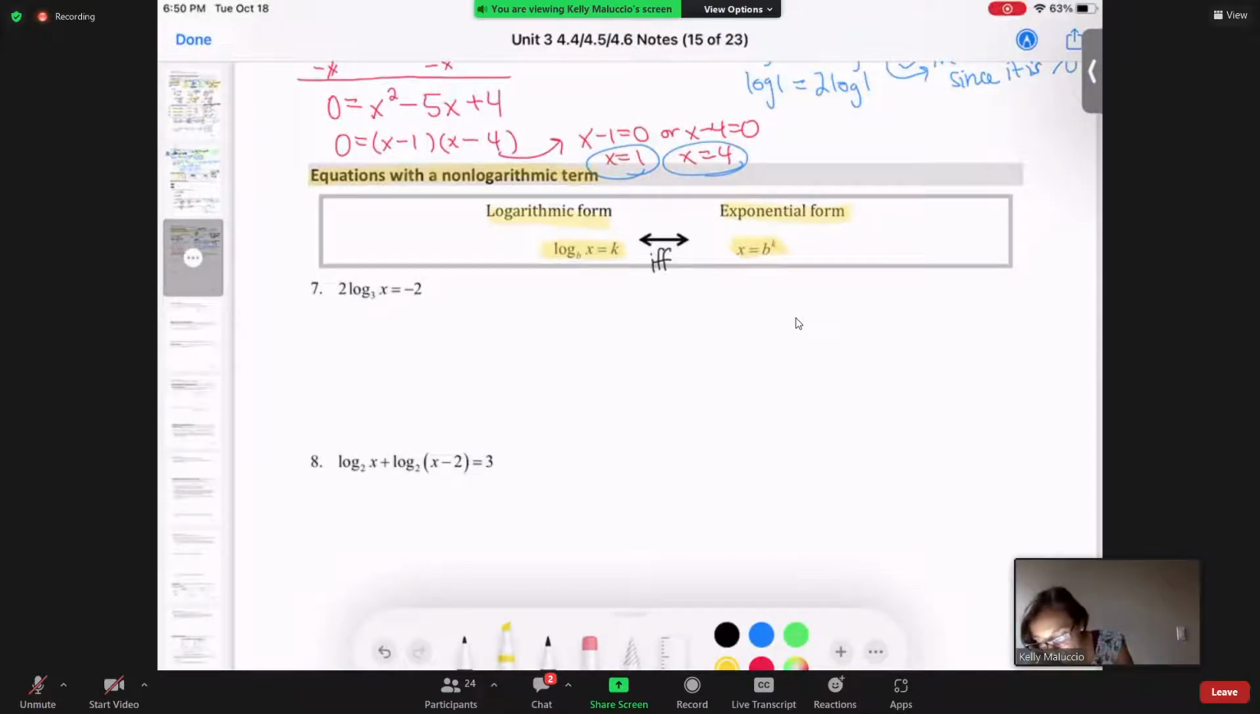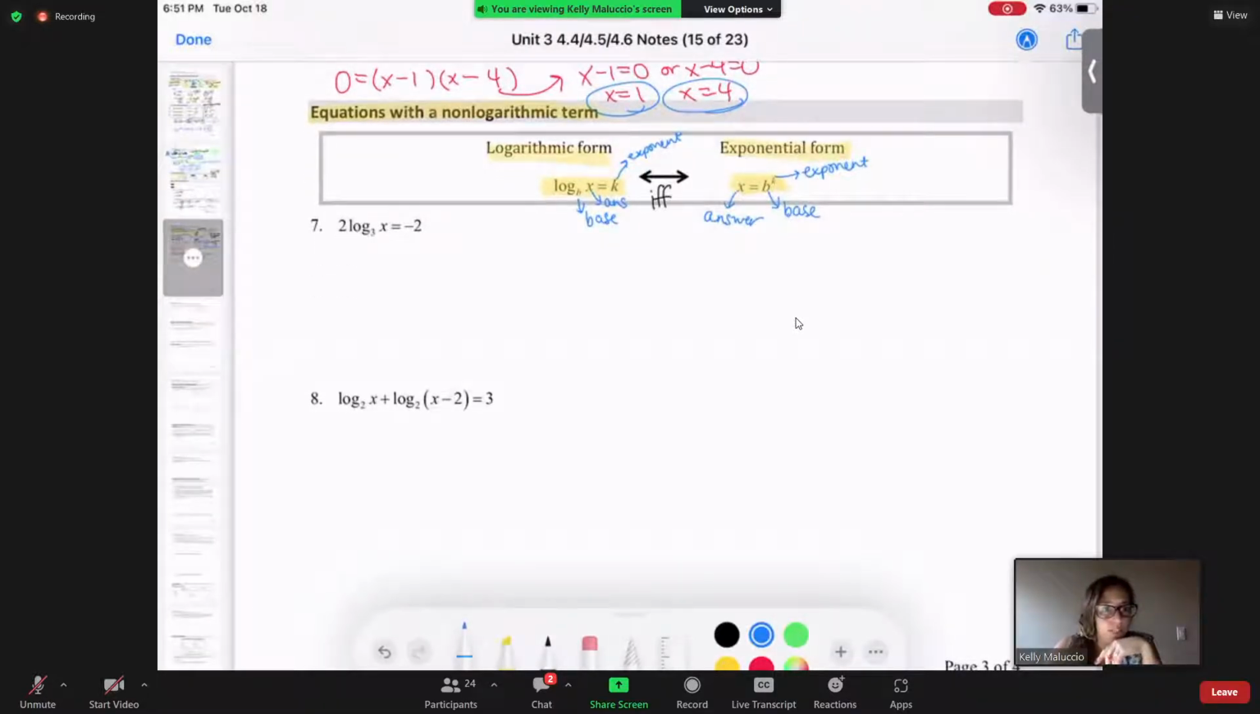And the way that I wrote it, so I'll label this, this is our base. This is our answer, and this is our exponent. And then when you look over here, it makes sense. This is our exponent. This is our base. And this was our answer. Right? So it makes sense.